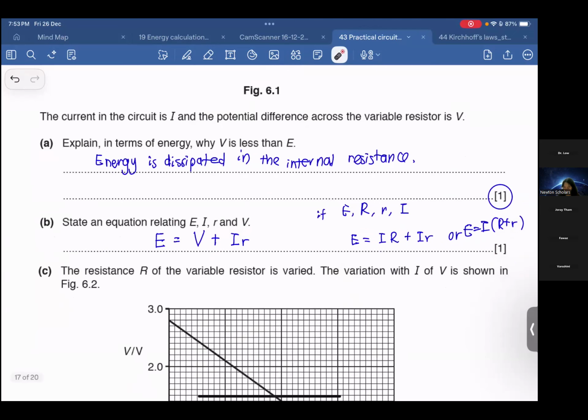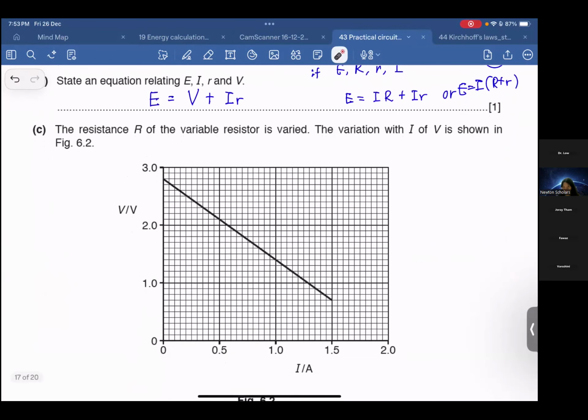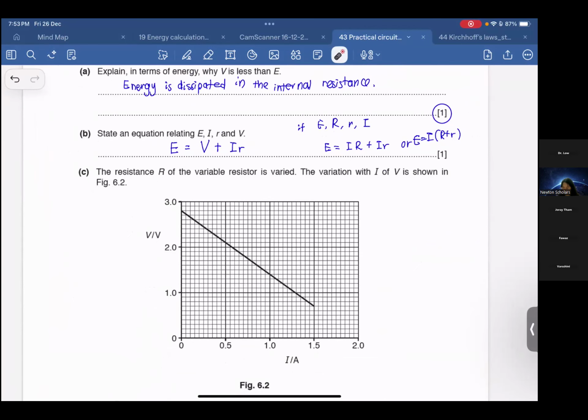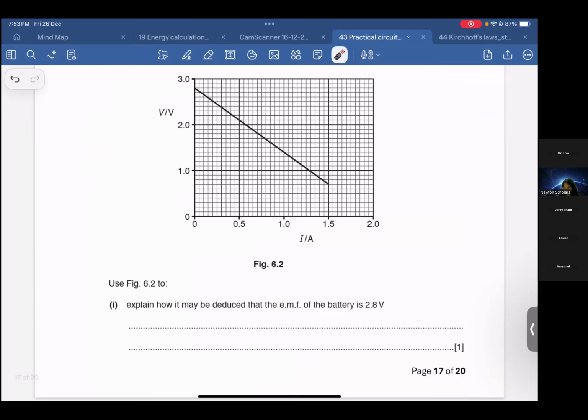So I go down. If I'm too fast, please let me know. The resistance R of the variable resistor is varied. The variation of V with I is shown in the diagram 6.2. Explain how it may be deduced that the EMF of the battery is 2.8 volt. How do you know the battery EMF is 2.8?